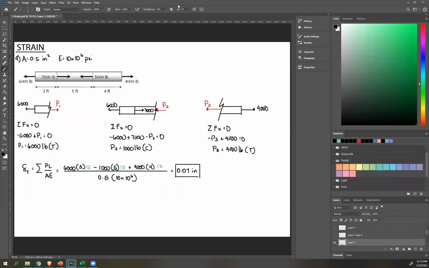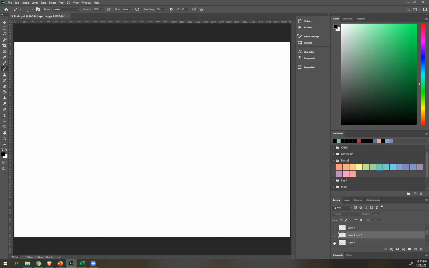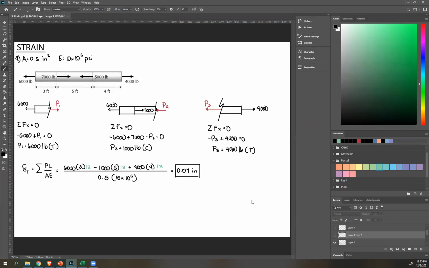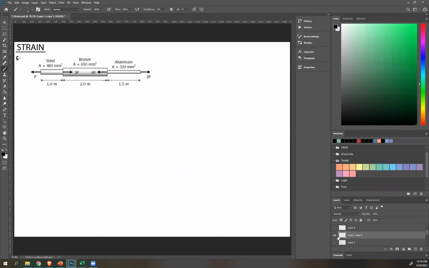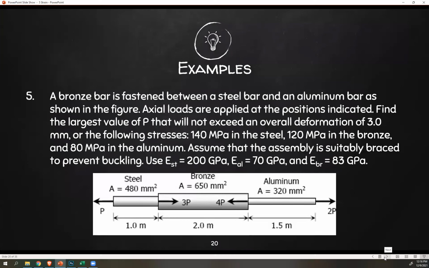Okay, no questions. Great. Let's move on to number 5. As you can see, just on the drawing, number 5 has different cross-sectional areas, so I cannot do this. Okay? So let's read number 5. A bronze bar is fastened between a steel bar and an aluminum bar as shown in the figure. Axial loads are applied at the positions indicated. So if you have P, 3P, 4P, etc., find the largest value P that will not exceed an overall deformation of 3 millimeter. Once again, let's write the given as we go.